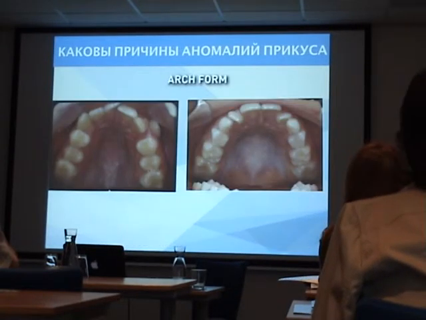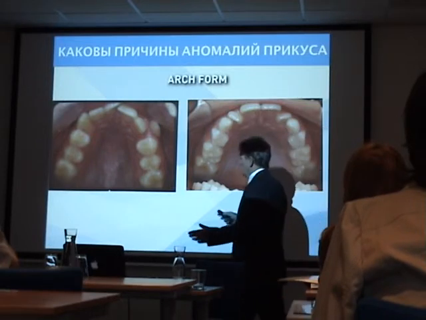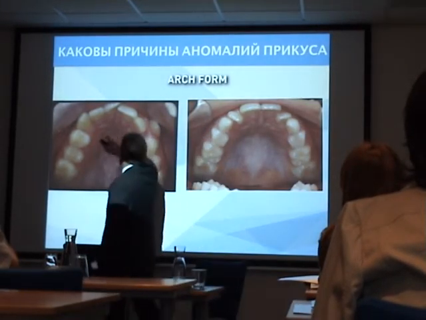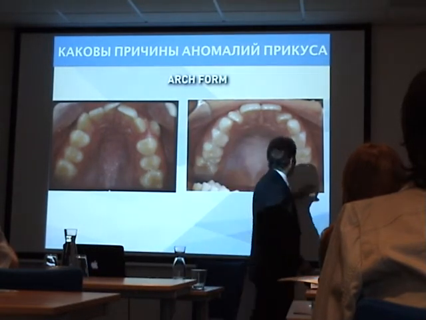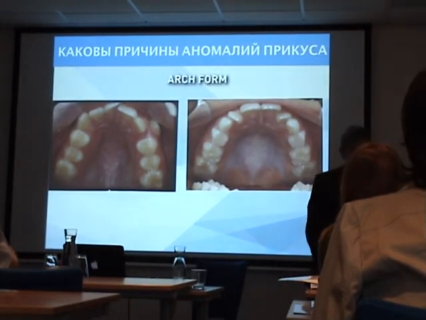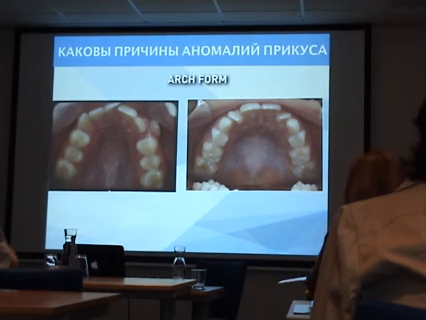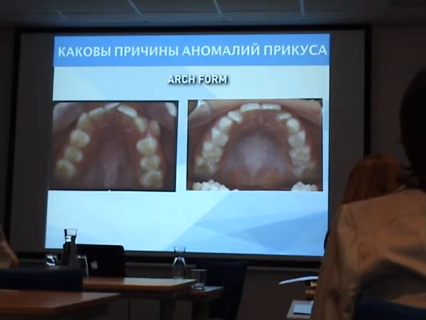So we're looking at the teeth, and then secondly we look at arch form. Now, is that a correct arch form? No, because there's not enough space for this tooth. Is that a correct arch form? No, because it's crowding. So we're looking at the teeth and arch form. Why are the teeth crowded? Because there's incorrect arch form.